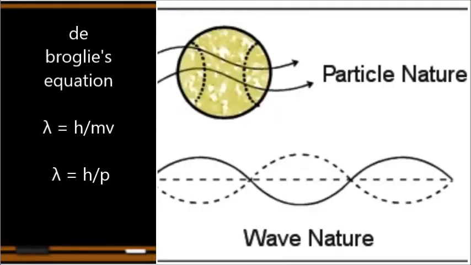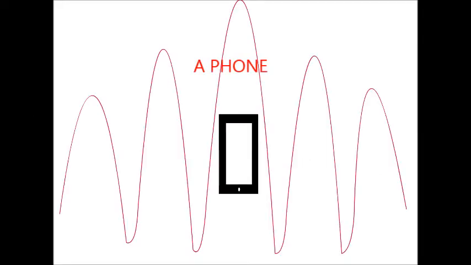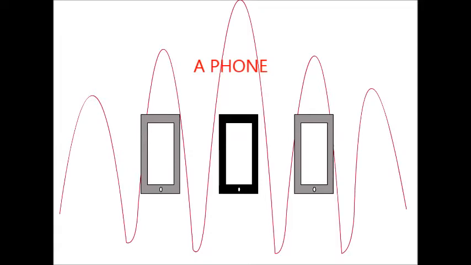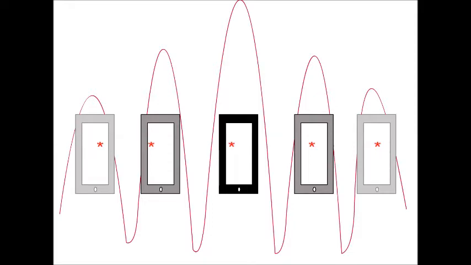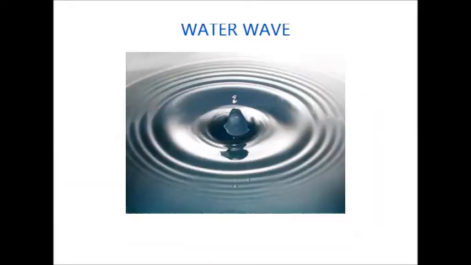Every particle is associated with a wave character given by the equation lambda equals h by p, and lambda equals h by mv, where lambda is the de Broglie wavelength, m is the mass, and v is the velocity. For example, a phone, which is a particle, has a wave character and can be present at different points at the same time. It is just like the water wave, which is present at many places at the same time.